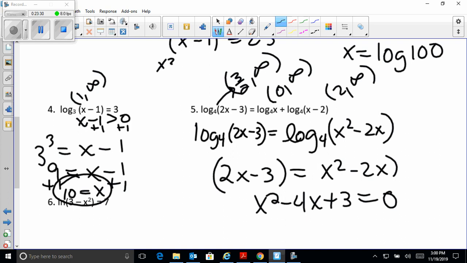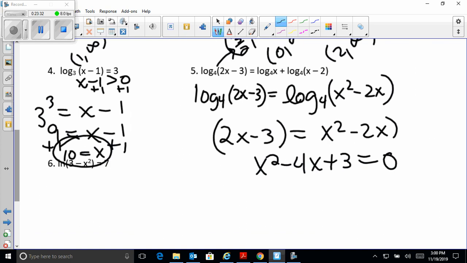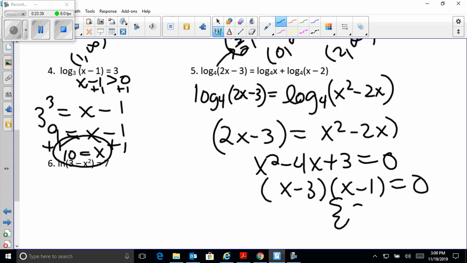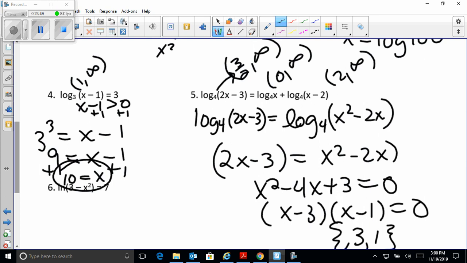So now I'm factoring it. And it's going to factor into x minus 3, x minus 1. I'm looking at those solutions. There's 3 and 1. I'm going to go up and look at my domains. 3 works for everybody. Greater than 3/2, greater than 0, greater than 2. 1 doesn't work here, and it doesn't work here. So that's going to be an issue. It's not going to work. So we keep 3.